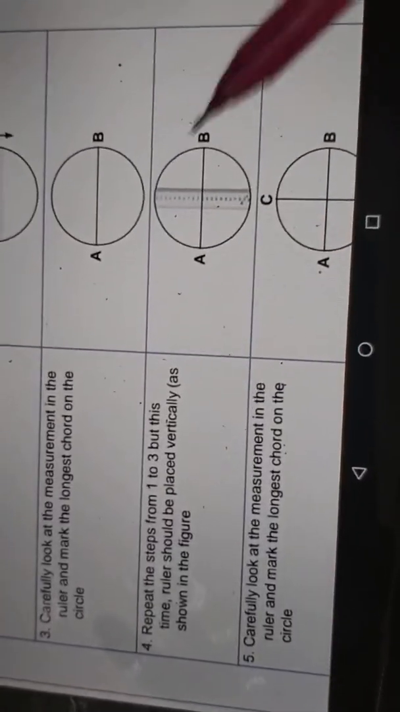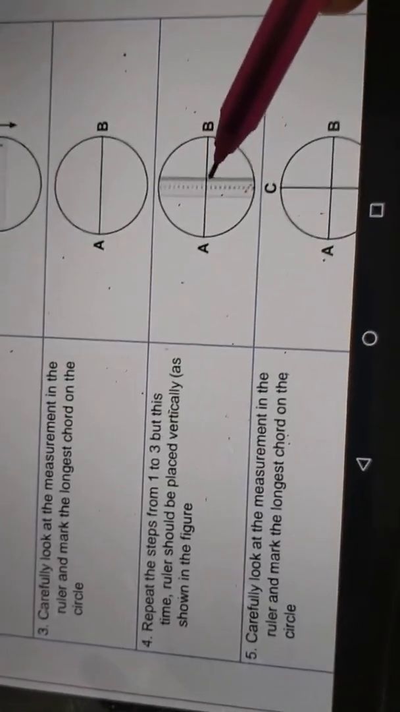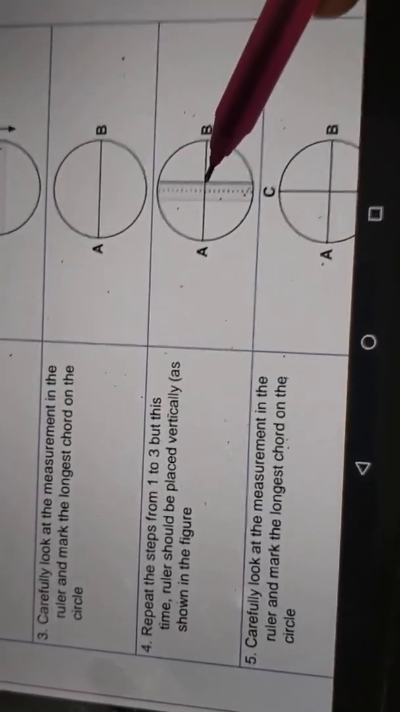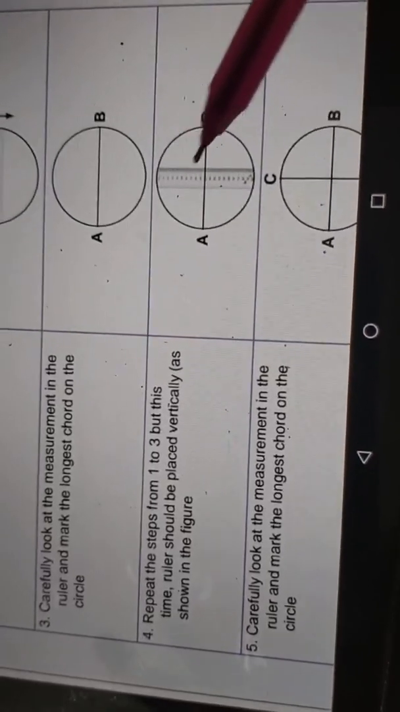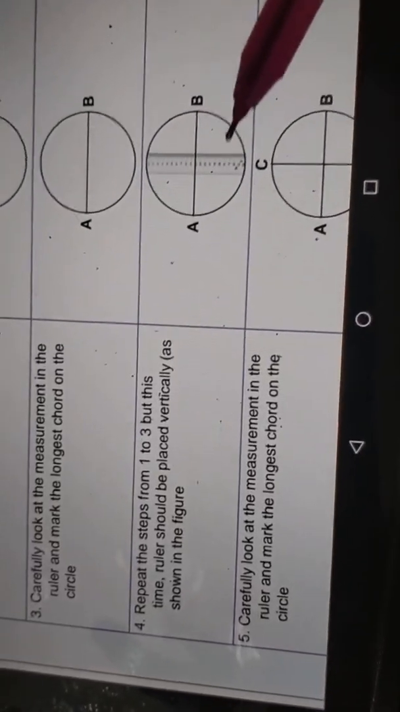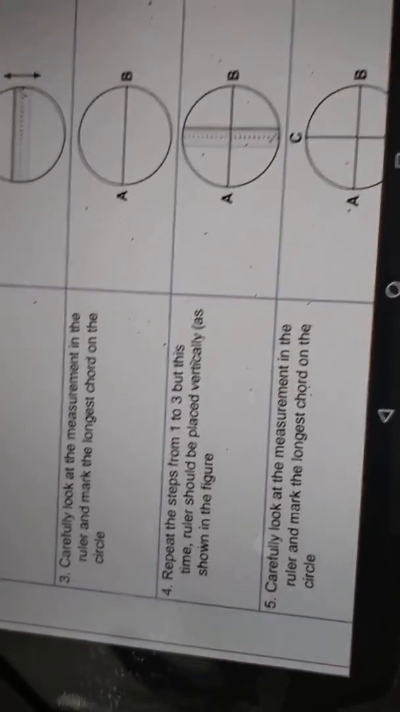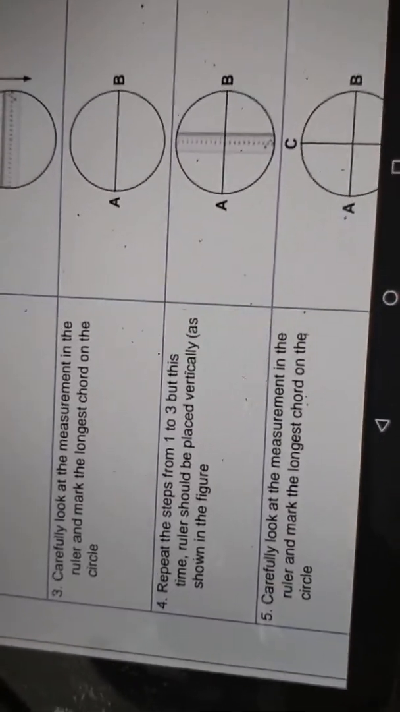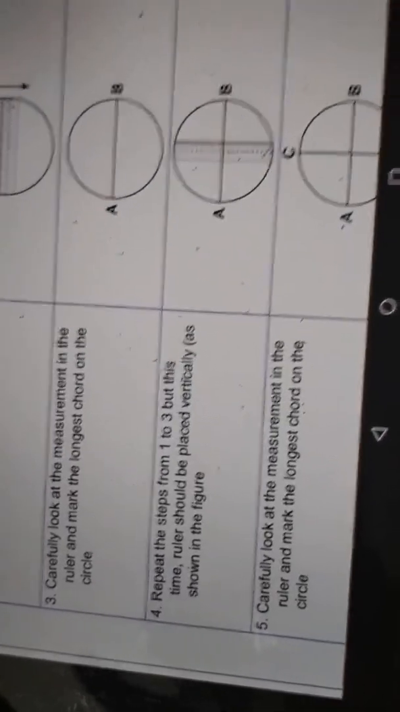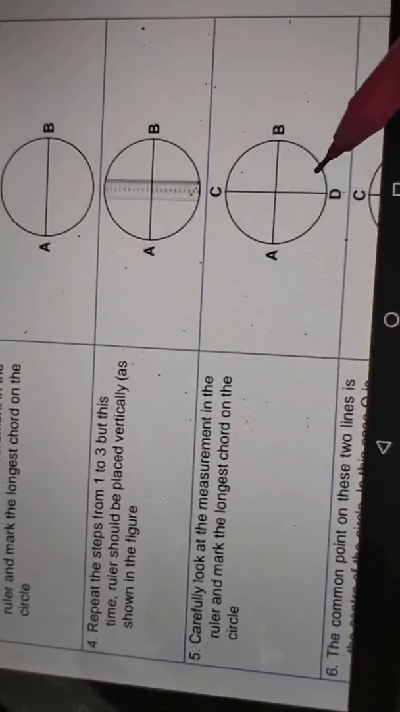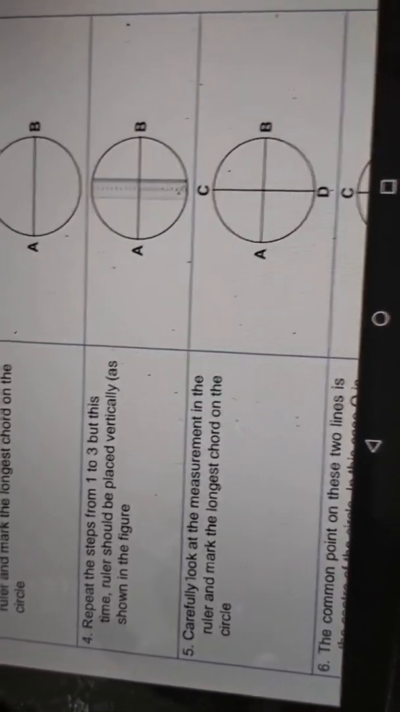Now we have to put this scale vertical. Okay, then we have to measure it properly, and then carefully look at the measurement on the ruler and mark the longest chord on the circle. So here we have to mark CD.